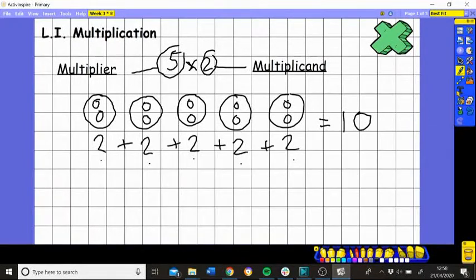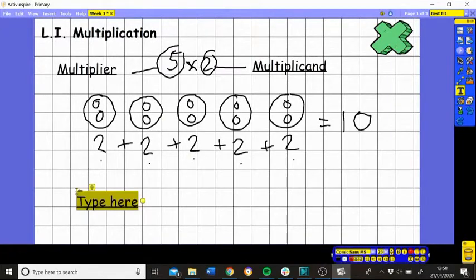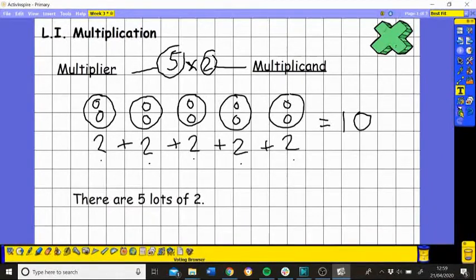There's also another good way that we can say this, is that the multiplication part, the sentence can be said as there are 5 lots of 2. Now this can be said for any multiplication question. We'll try this one with a different set of numbers this time.